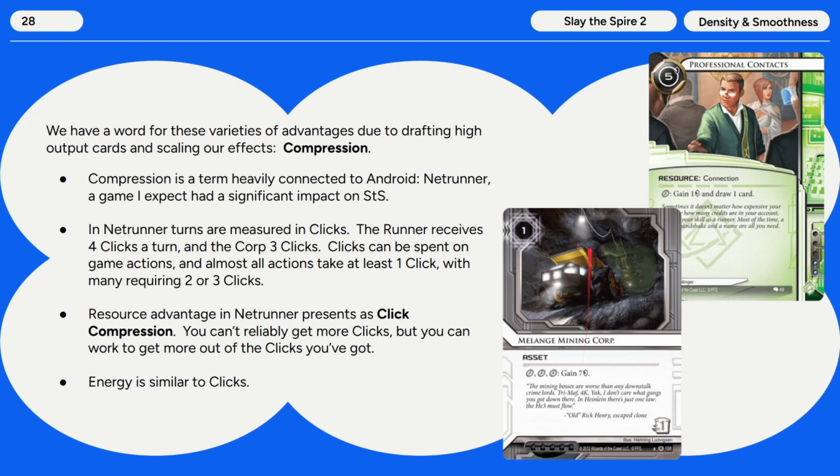And that's how resource advantage goes in Netrunner. It's mostly from click compression. You can't reliably get more clicks, and most effects in the game are similarly costed to each other. So what you're looking for are ways to get more resources per click, get more out of the clicks that you've got. Energy is just very, very similar. 3 energy per turn, 3 clicks per turn.